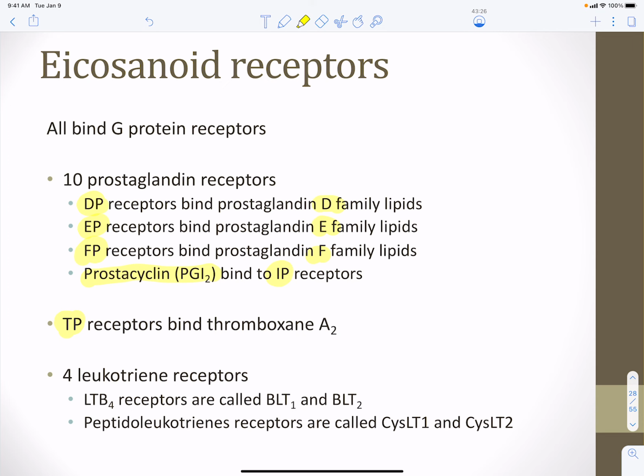And then we also have 4 leukotriene receptors. We have our leukotriene B4 receptors that are BLT1 and BLT2. We also have our peptidyl leukotriene receptors, cysteinyl LT1 and cysteinyl LT2.